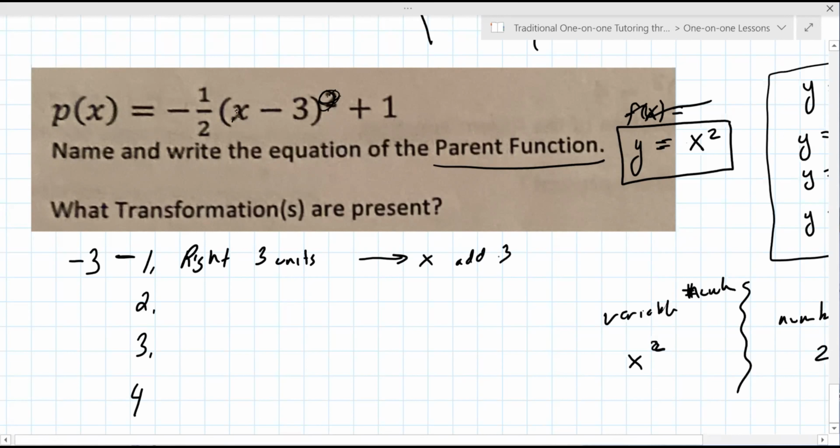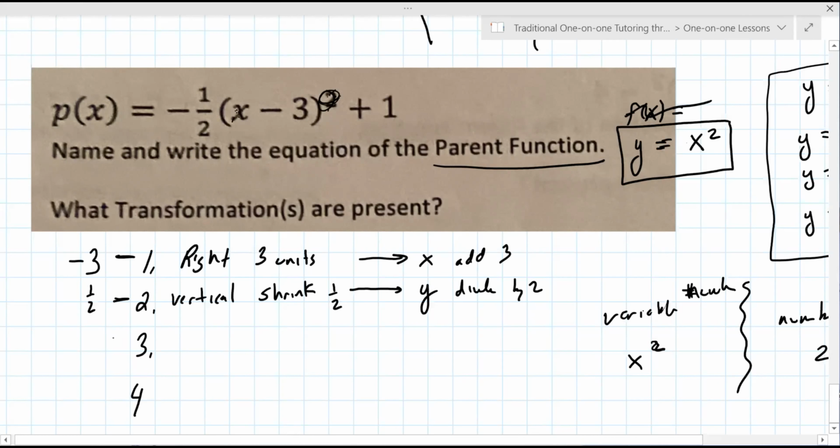The next one is this 1/2. What does the 1/2 do? It's vertical, so it's a shrink. It'll vertically shrink by half. Everything has to be made half, right? So for y, you basically divide by 2. And if it's not a fraction, then you multiply by 2.